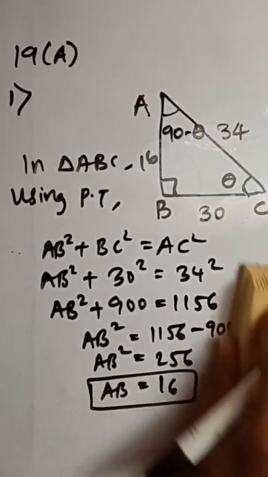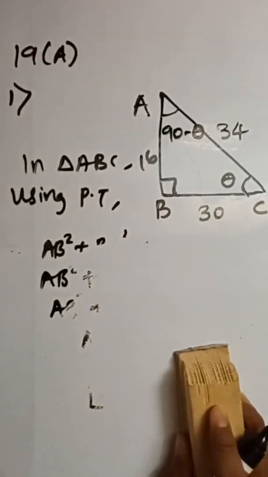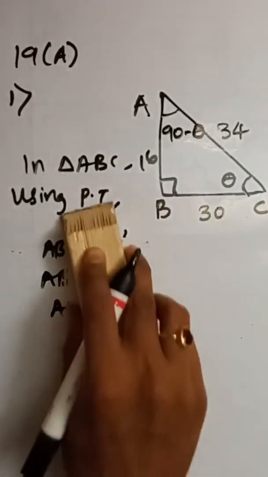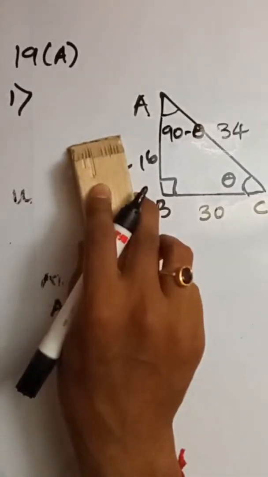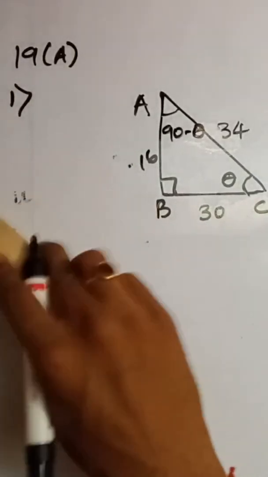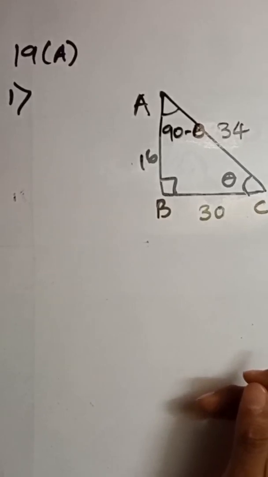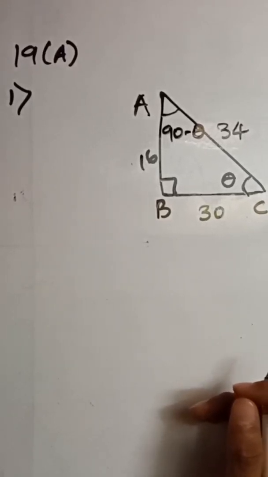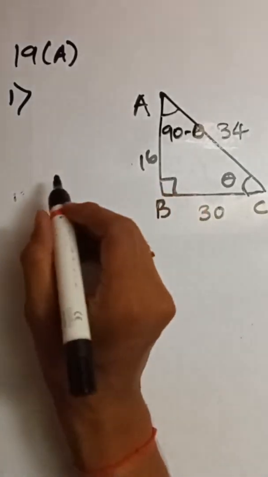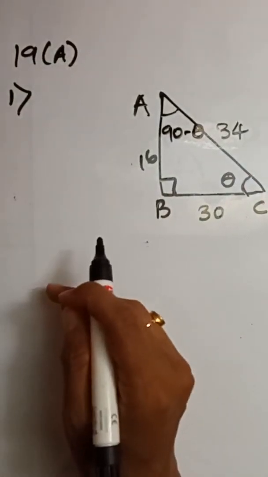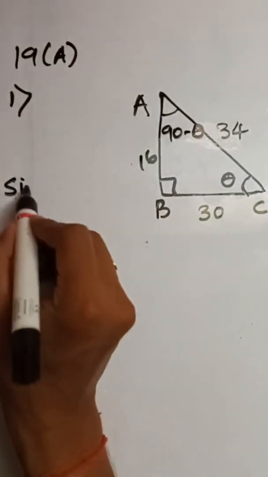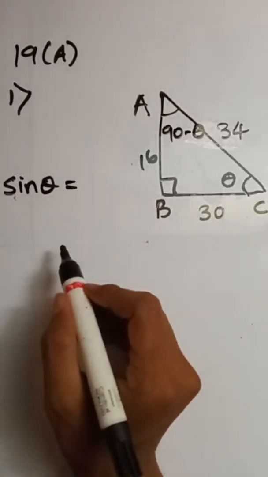Now I'll erase this because we have the value of AB now. Now I have all three sides. So first I need to find the value of sine theta. Correct? Sine theta. Now what is the formula for sine theta?